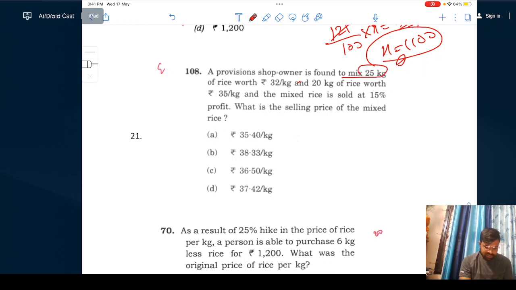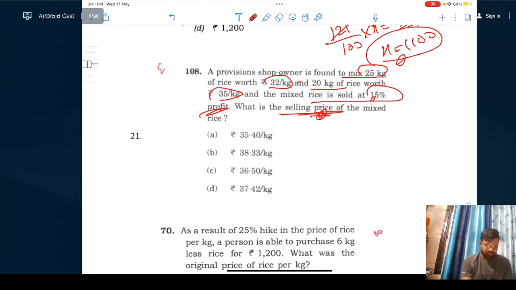Okay. Now, a provisions shop owner mixed 25 kg of rice worth 32 with 20 kg of rice worth 35. The mixed rice is sold at 15% profit. Okay, so now we understand the weighted average thing. What is the selling price of this thing?